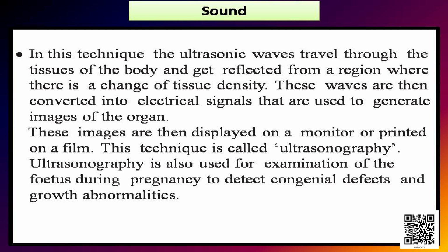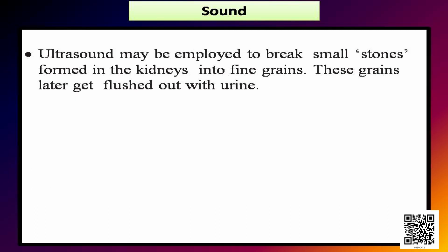These images are then displayed on a monitor or printed on a film. This technique is called ultrasonography. Ultrasonography is also used for examination of the fetus during pregnancy to detect congenital defects and growth abnormalities. Ultrasound may be employed to break small stones formed in the kidneys into fine grains. These grains later get flushed out with urine.